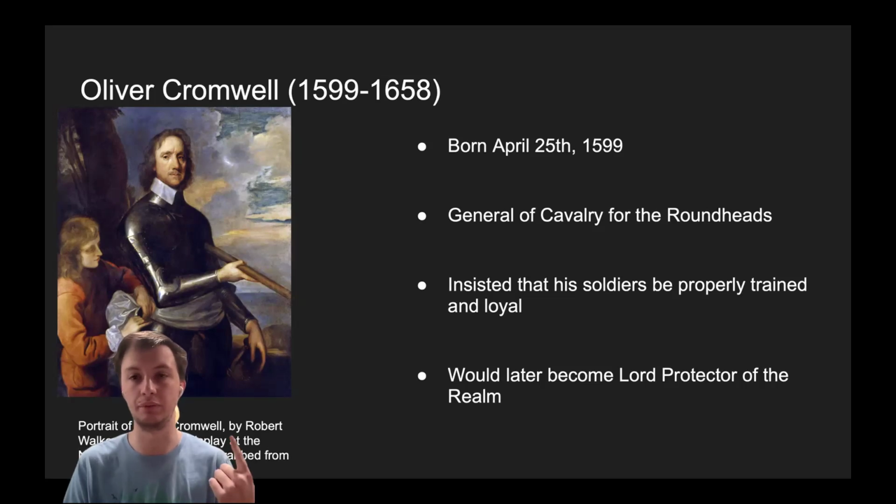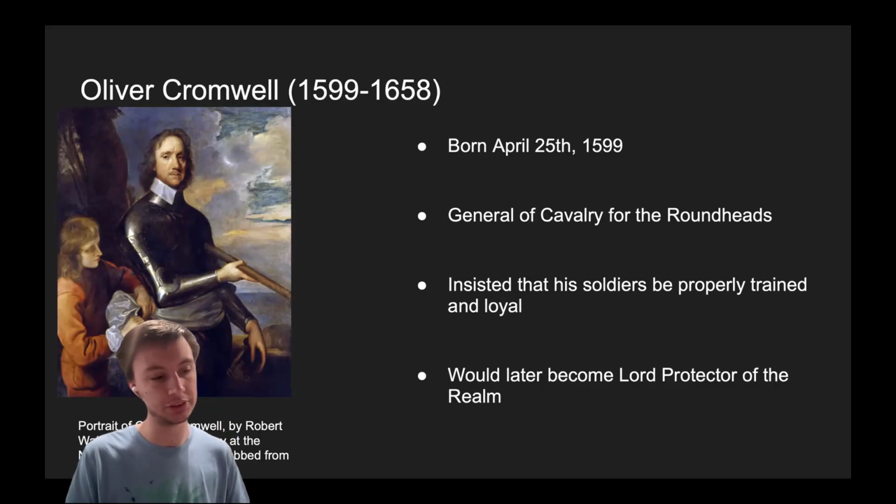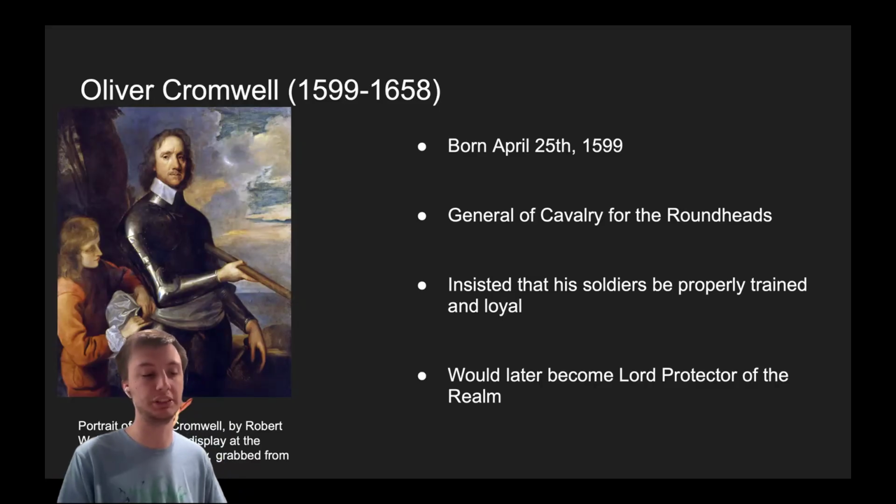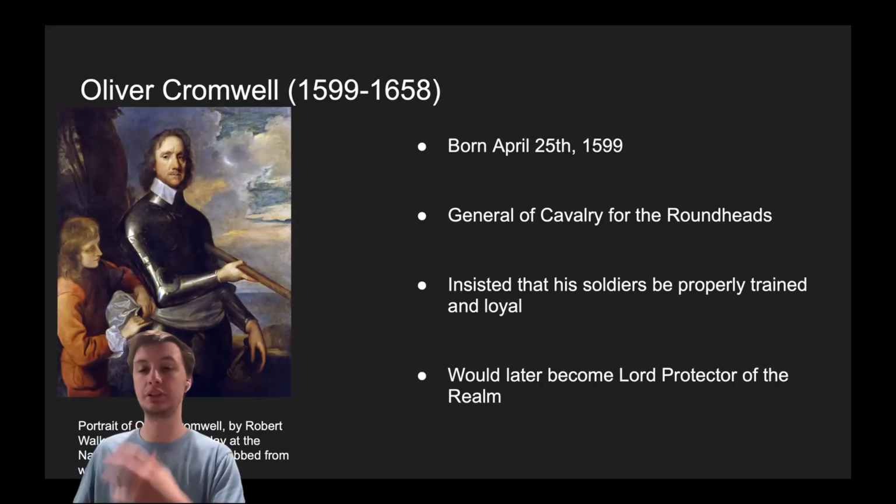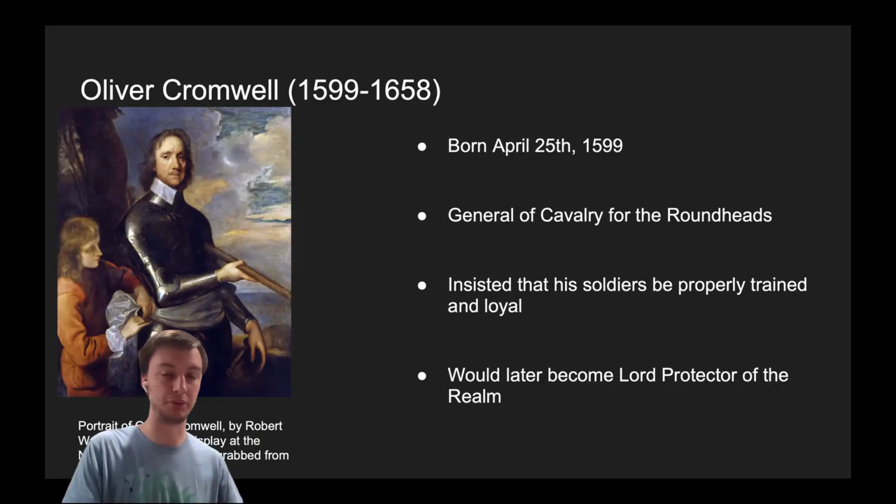Like, hey, you are not really into it. You are being sluggish. You're being slow. This is not really helpful for us. And he would fight alongside prominent figures such as Sir Thomas Fairfax and Edward Montague. He would also serve under Edward Montague, who was the second Earl of Manchester, and these men would serve together during the Battle of Marston Moor.